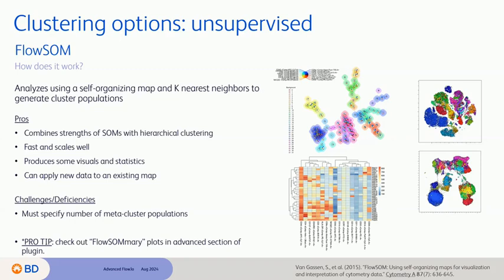FlowSOM really has become a go-to method in flow cytometry due to its ability to efficiently handle those large data sets. Again, it's well suited for data where there's a large number of markers or cells, or where traditional gating strategies might struggle to capture the full diversity of cell populations. One of the benefits there is its speed and scalability. The algorithm is really computationally efficient, allowing it to process large data sets much faster than some other clustering methods.